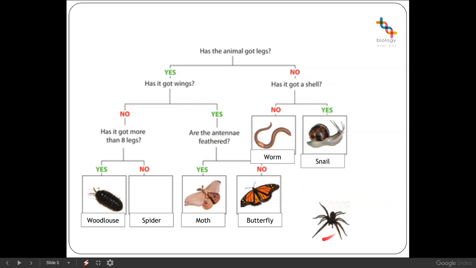Now, that would leave this one to be our spider, but let's double check it anyway. Has the animal got legs? Yes, it does. Has it got wings? No. Has it got more than 8 legs? No, it doesn't. It's got 8 exactly. So that one identifies that one as our spider. So using a branching key really just lets you work your way through the different identifying features of whatever species it is that you have in order to figure out the actual identity of each one.